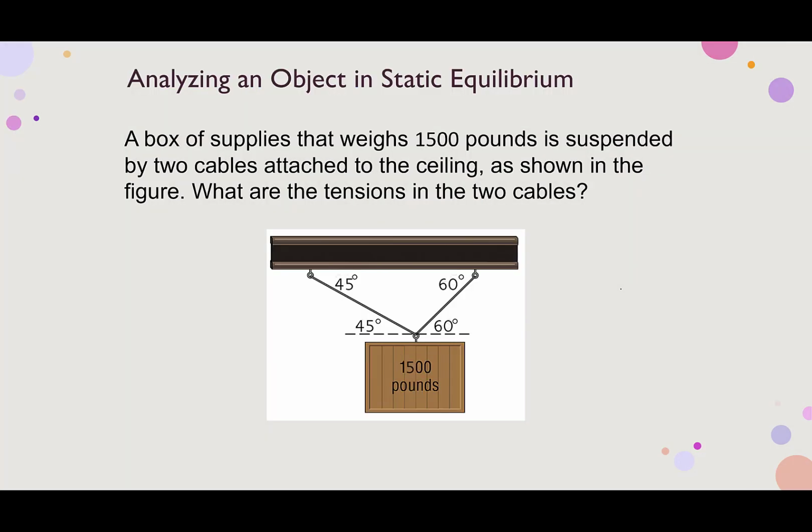All right, so here is our example. A box of supplies that weighs 1,500 pounds is suspended by 2 cables attached to the ceiling as shown in the figure. What are the tensions in the 2 cables?